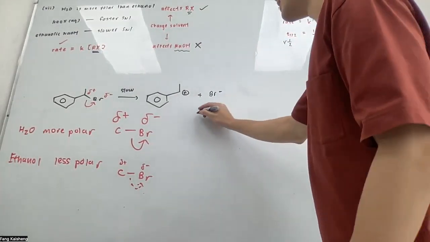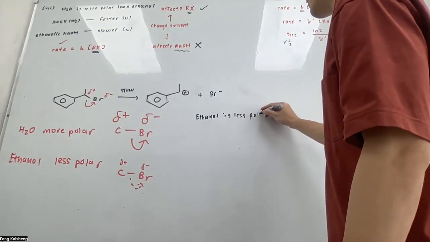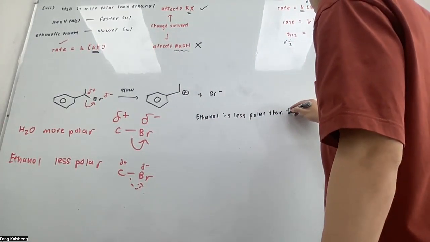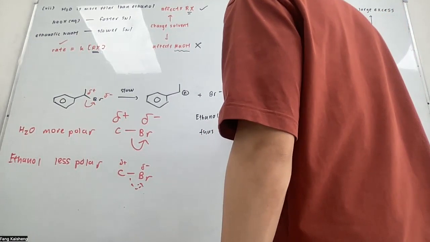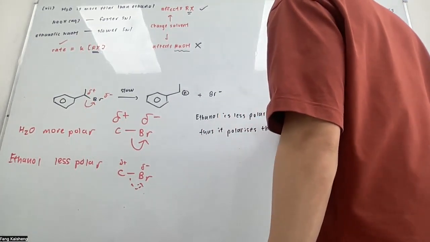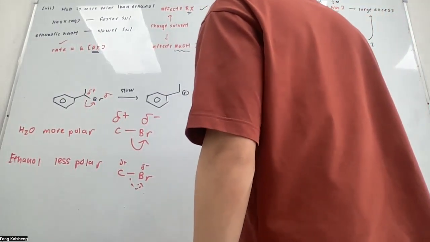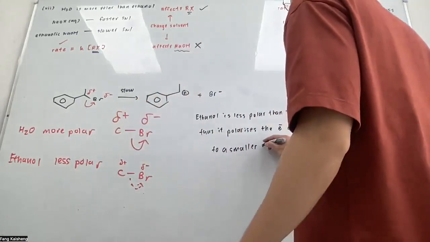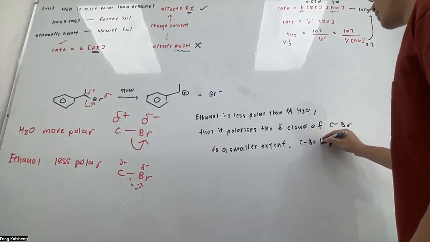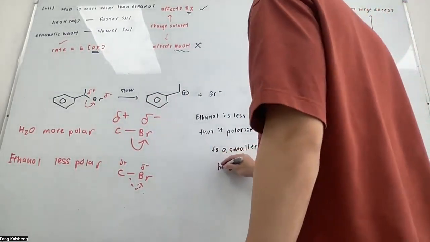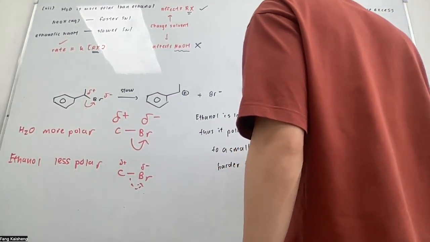So you can say something like this. Ethanol is less polar than water, thus it polarizes the electron cloud of C-Br to a smaller extent. Now I'm just polishing my answer, the idea is there. Since it's polarized to a smaller extent, you can tell me that now the C-Br bond is harder to break in the slow step. That's why it's slower. That's one possible reason.